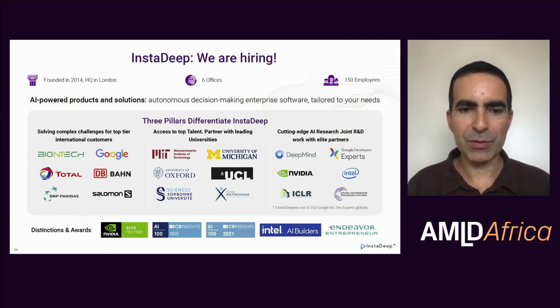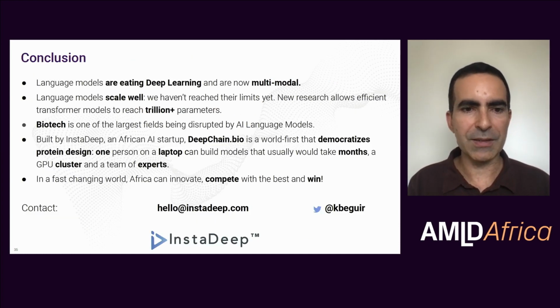I wanted to mention that we are hiring. We've been nominated twice in the 100 most promising startups in the world. But importantly, what is important for us is the notion, which is the last line here, that Africa can compete with the best and win. When I started the project in Africa, I never thought that this would be possible, yet here we are. We are building deep tech innovation, which is really important. And this is an example of how you can leverage language models to do really amazing things. So we live in an incredible time of disruption, and thank you for listening to me.